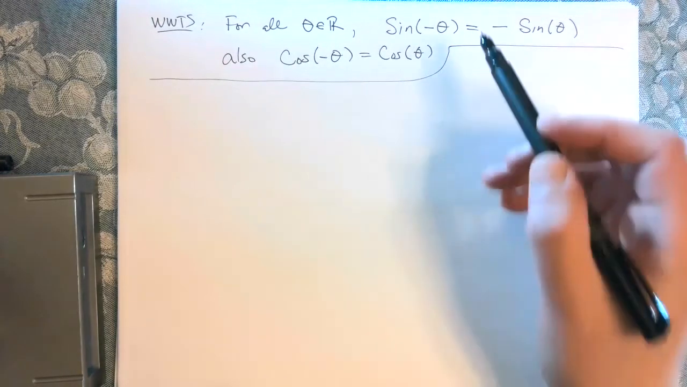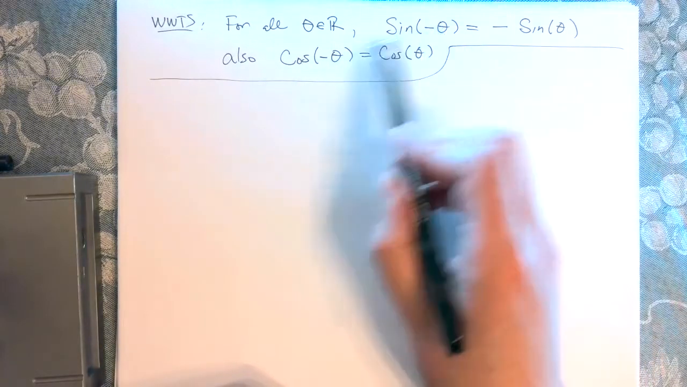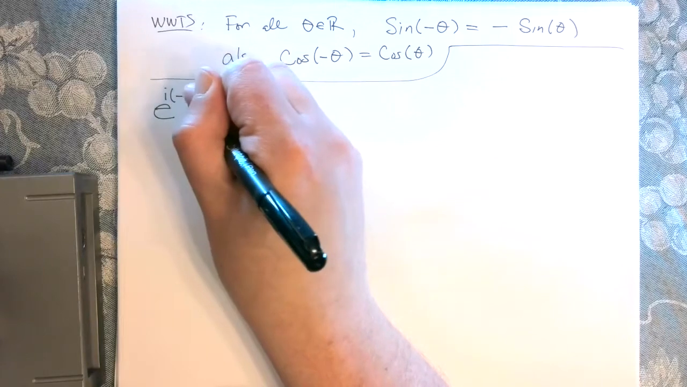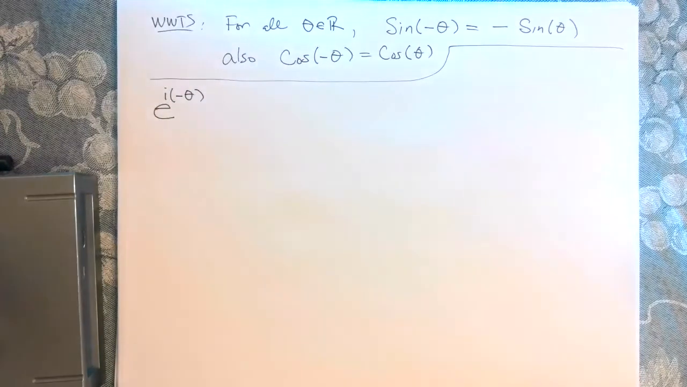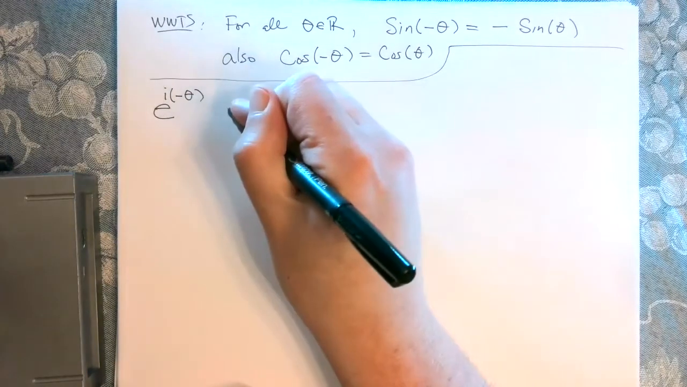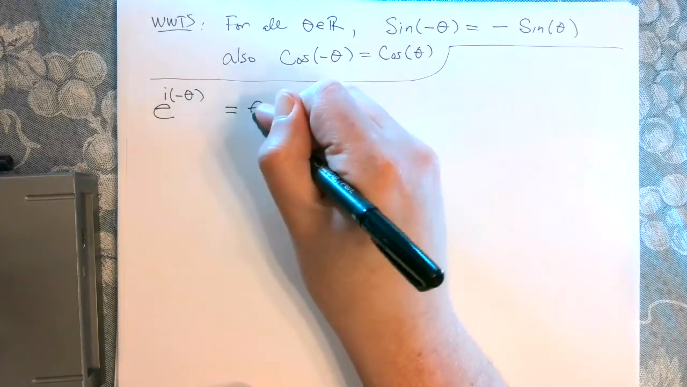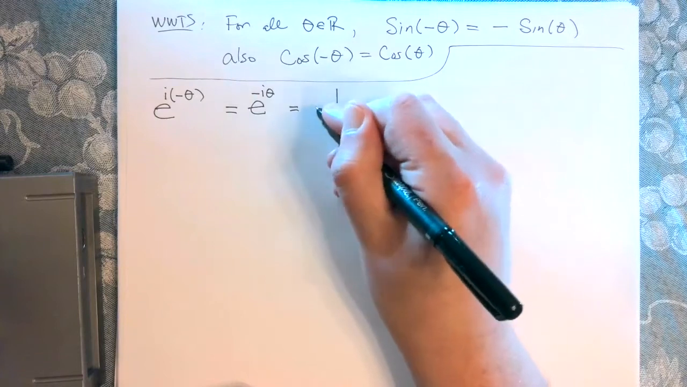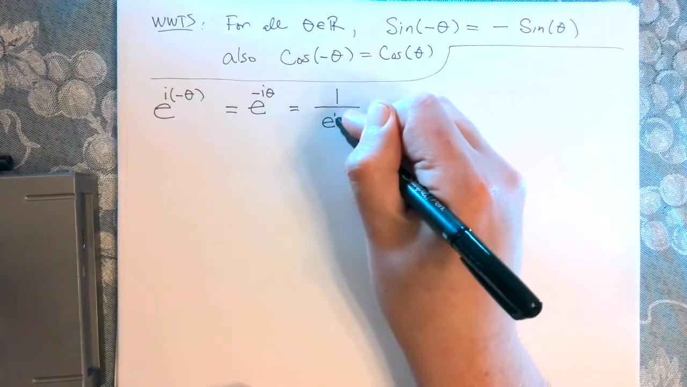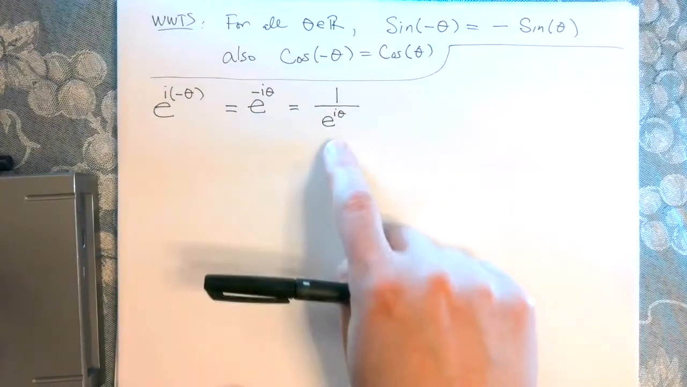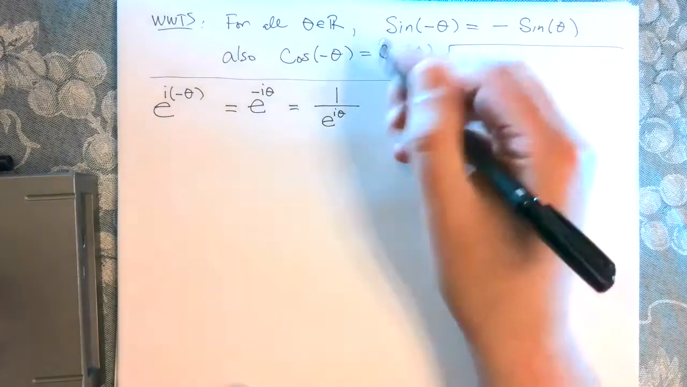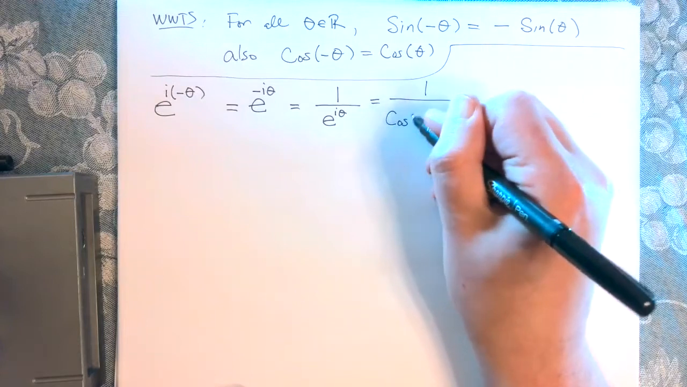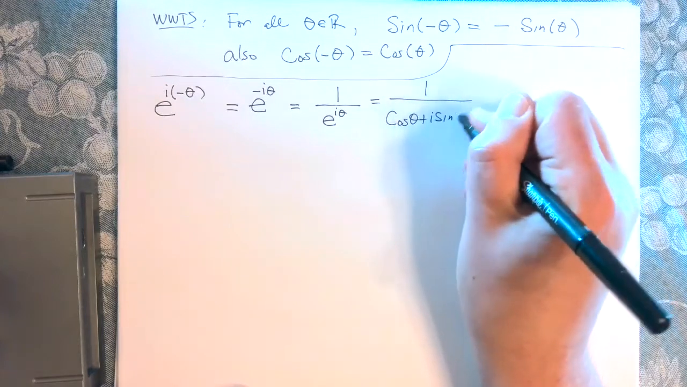Okay, so how do we start? Just look at the angle, right? Let's start with e to the i negative theta. But using algebra, that's the same thing as e to the negative i theta. And we know what negative exponents do. That's going to send that downstairs. And so by Euler's formula, we know what this is equal to. So by Euler's formula, this is 1 over cosine of theta plus i sine of theta.